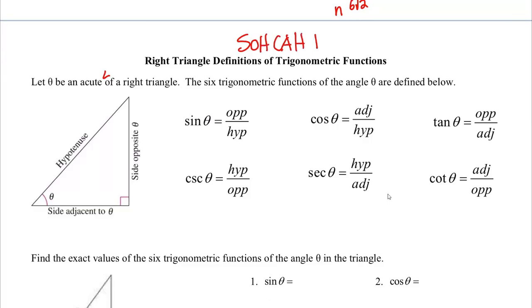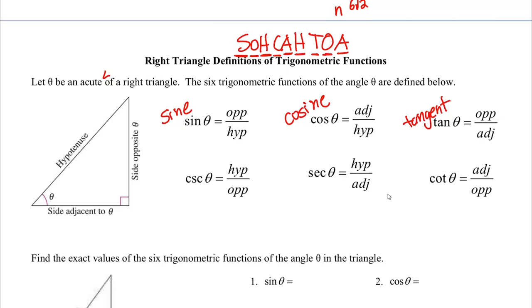So what SOHCAHTOA stands for is the sine of theta is equal to the opposite over the hypotenuse. We see that here in this first one, right? And then we have cosine is equal to the adjacent over the hypotenuse. And then we also have tangent is equal to the opposite over the adjacent. Do we all see that? Okay. Now, those are all from geometry.